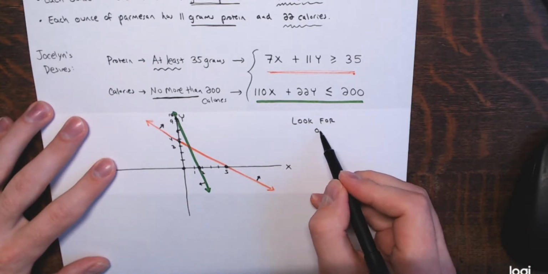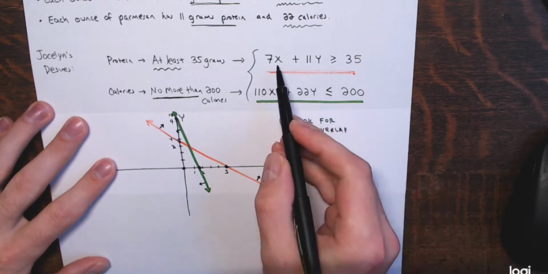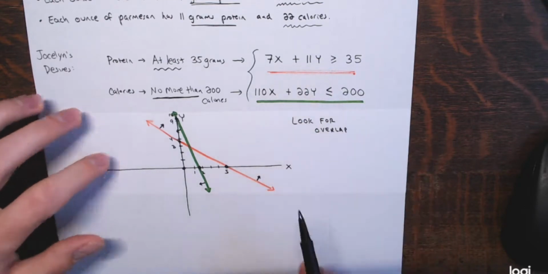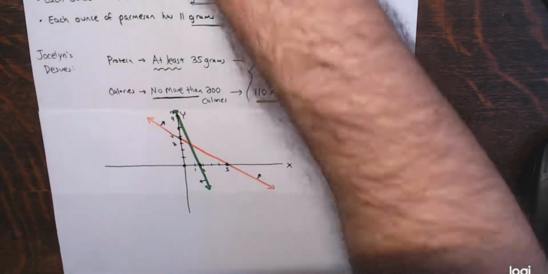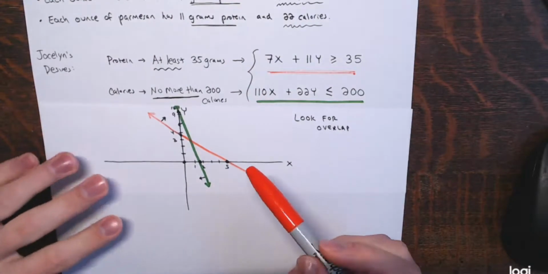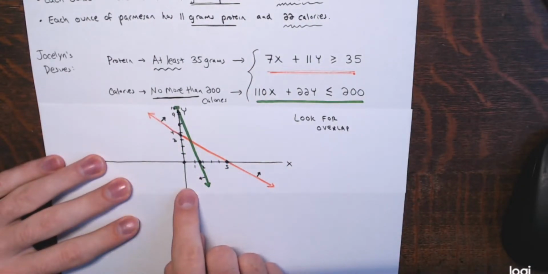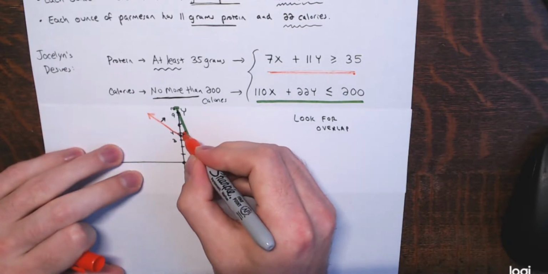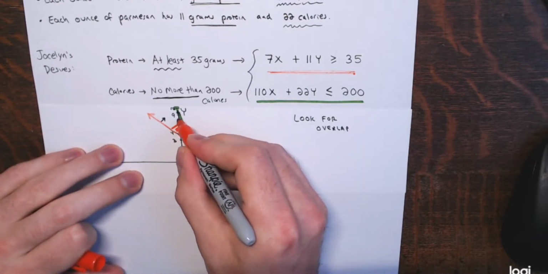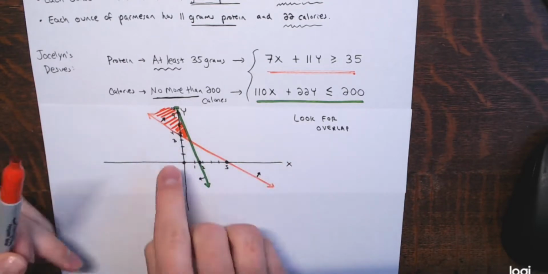You look for where the solutions overlap. Where are the solutions of the first inequality and the second inequality at the same time? That would be these solutions here. What's above the beige line and to the left and below the green line, that's this area here, forever and ever. Now, of course, you wouldn't eat negative ounces of cheese.